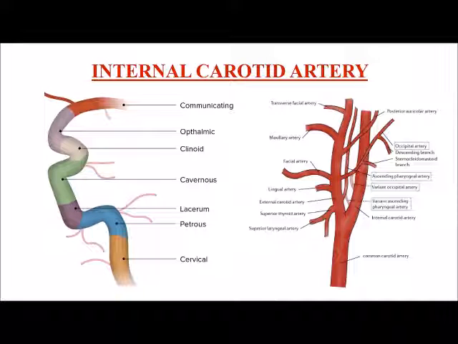Internal carotid artery is the terminal branch of common carotid artery. It arises at the level of upper border of thyroid cartilage or at the level of C3-C4 cervical vertebrae, where the common carotid divides into external and internal carotid arteries. Internal carotid artery supplies brain and orbit region. It has no branches outside the skull.